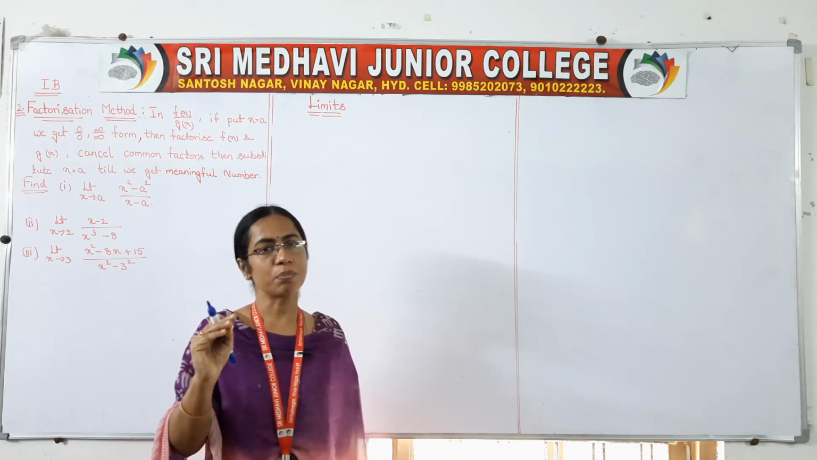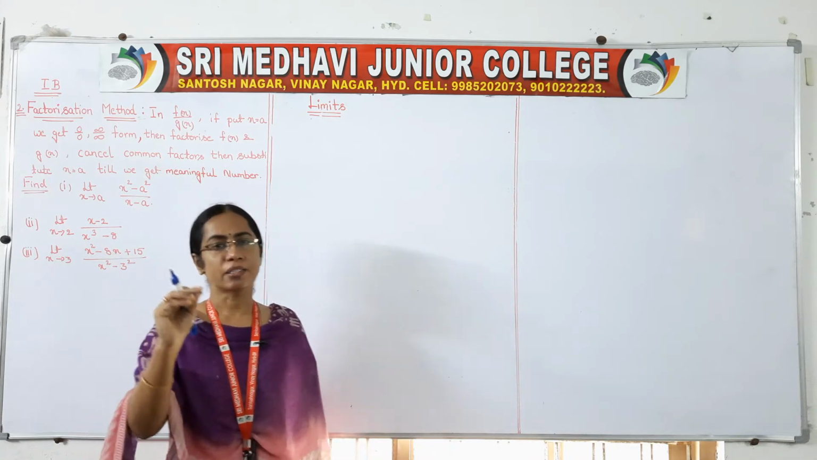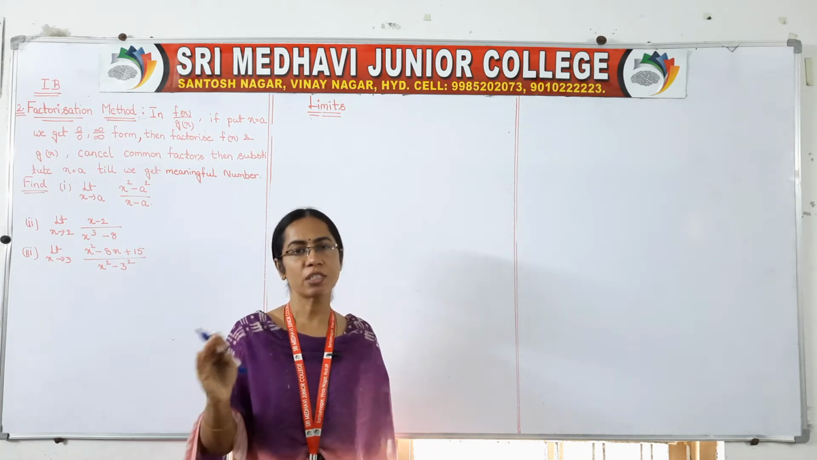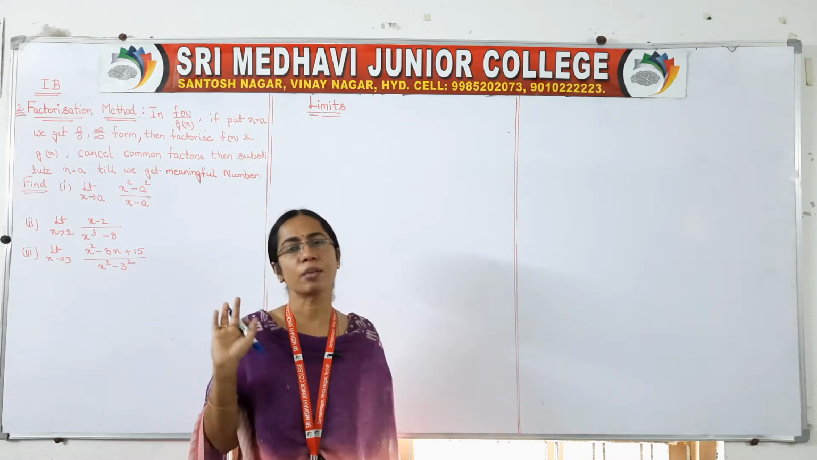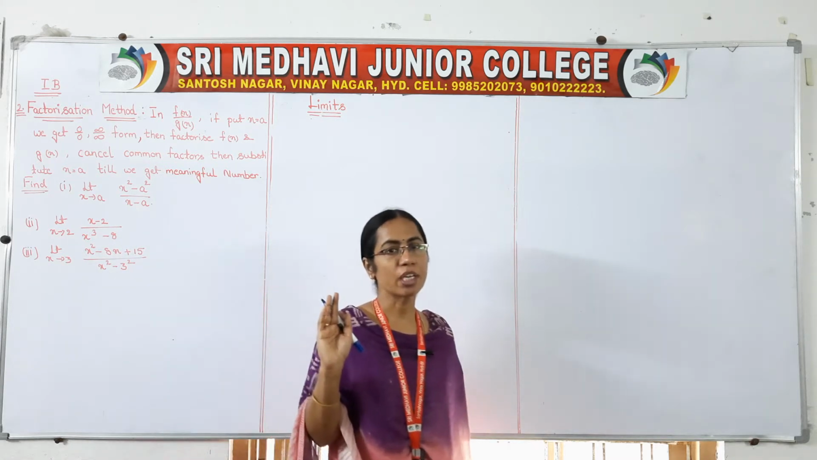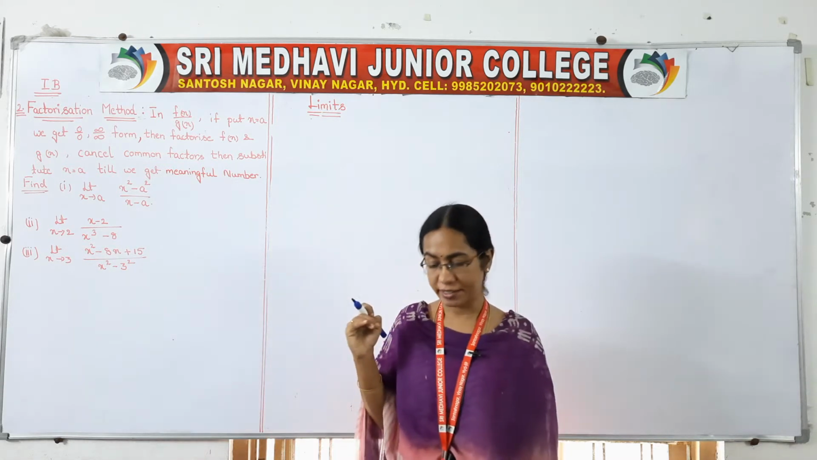So it is very simple. If x tends to 1, just substitute 1; x tends to 2 means just substitute the value 2 in the problem. That's why its name is the substitution method. Okay. Now come to the factorization method.